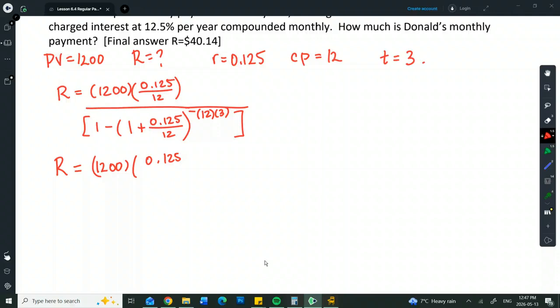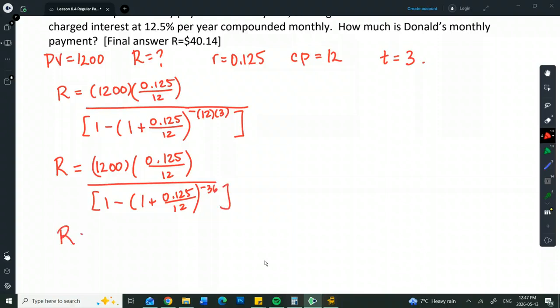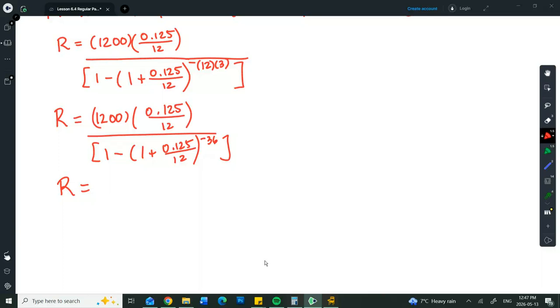And let's try to enter this all into our calculator altogether. Okay, this top thing, we actually probably could just simplify to 100 times 0.125, just 12.5.